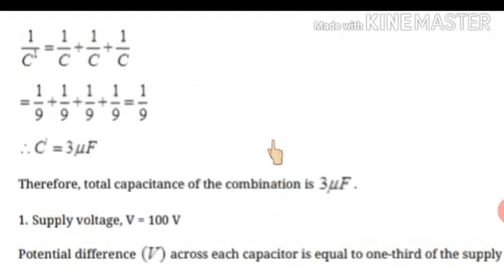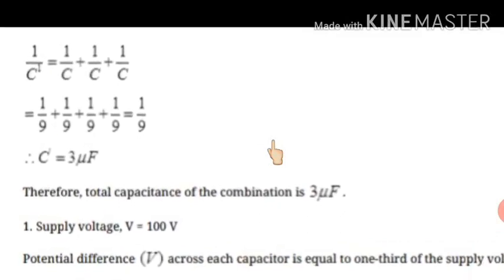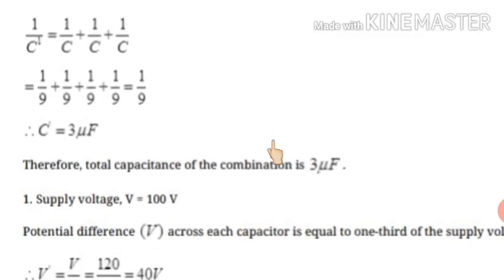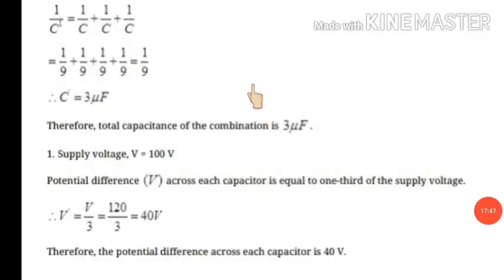Okay, so let's do that first. So for series combination, 1 upon C dash is equals to 1 upon C plus 1 upon C plus 1 upon C. Now here this 1 upon 9 is extra. Only 3 times we have to write.